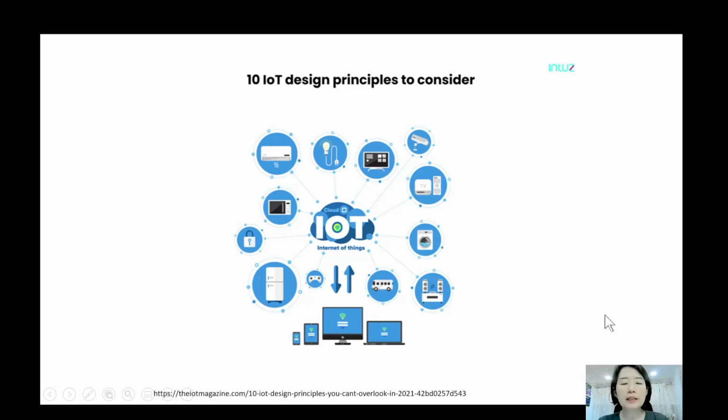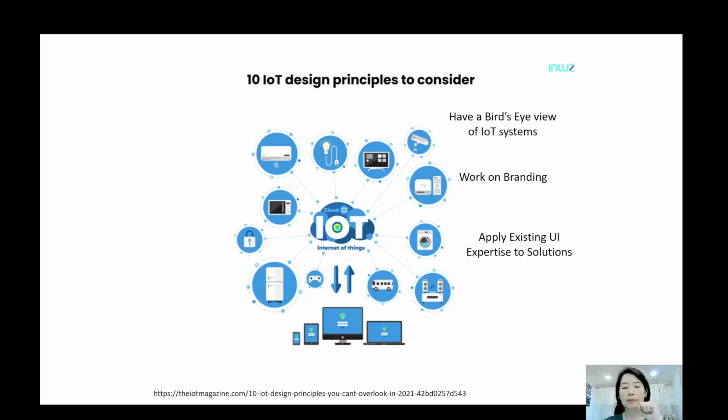Let's take a look at 10 IoT design principles to consider. First, you must have a bird's eye view of the IoT system that you want to design for the whole company, organization, or your platform, or your plantation of your agriculture. Work on branding. You will have to actually focus on one point that is so very important in fulfilling your goal. So that will be your brand.